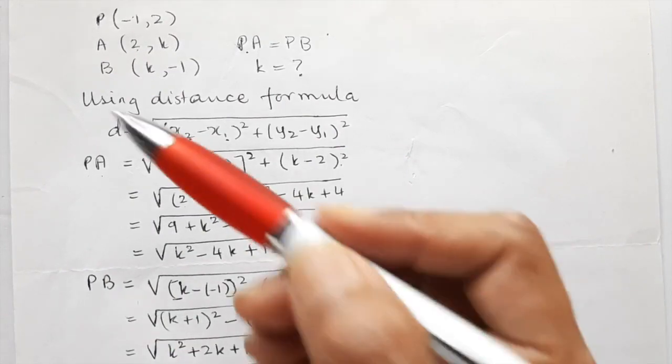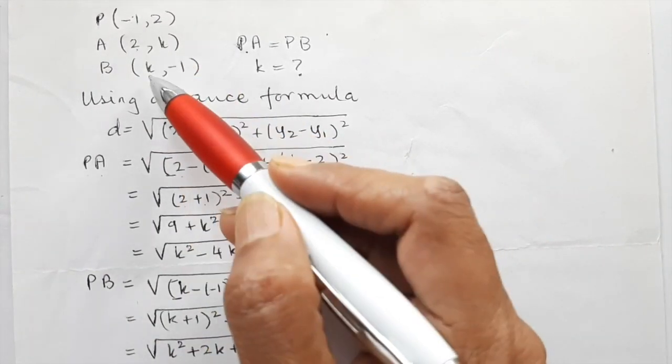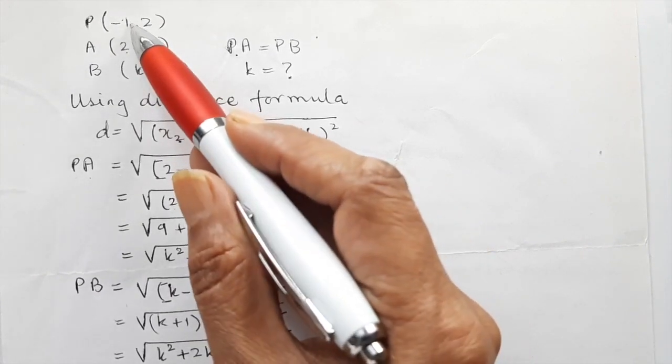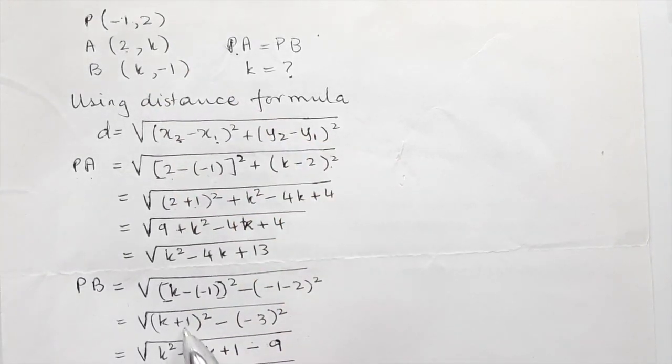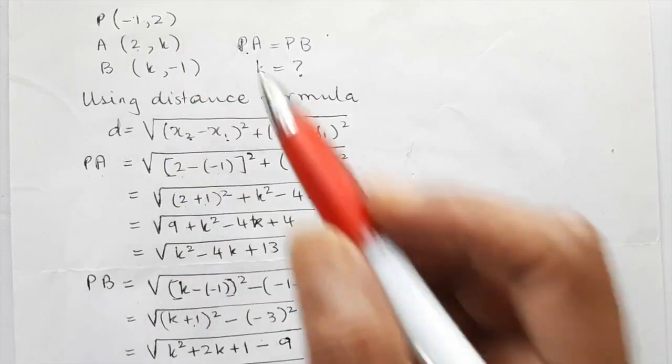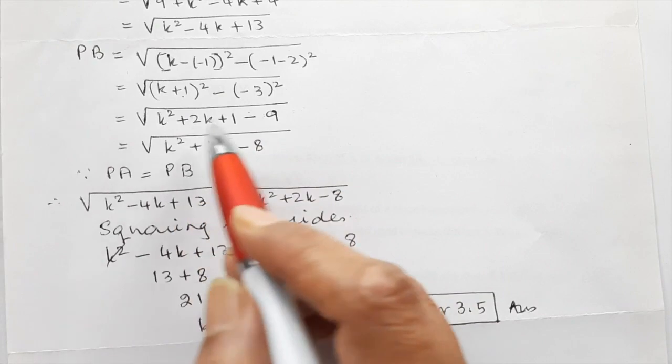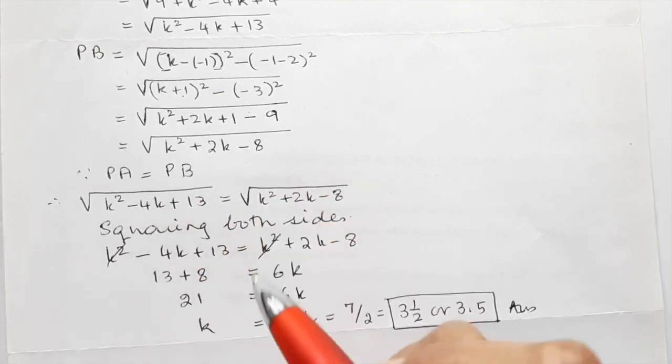Now for PB, we will take this as x1 and this as x2. So x2 minus x1 becomes k minus minus 1, which means plus 1. Minus 1 minus 2 will give us here minus 3 whole square. Then when we open the bracket and simplify, we get this.